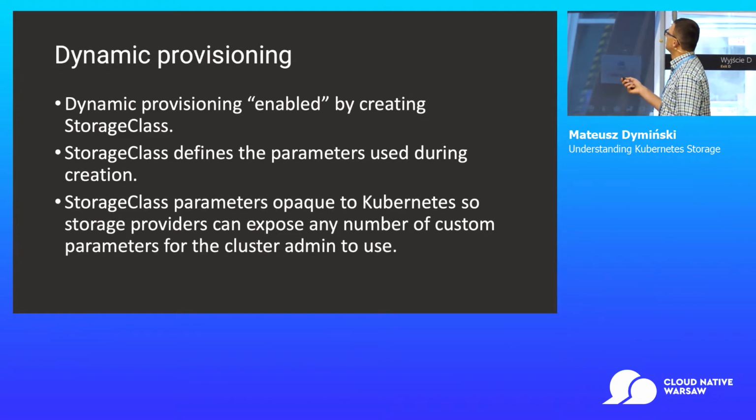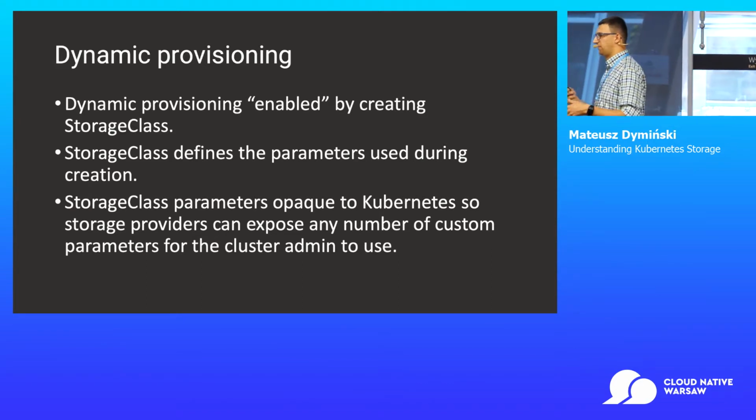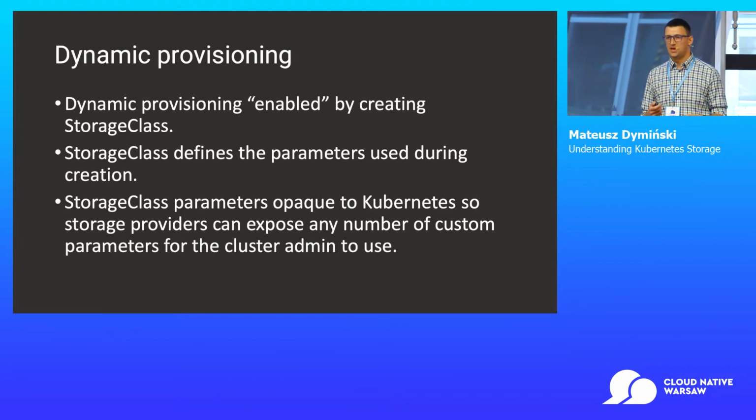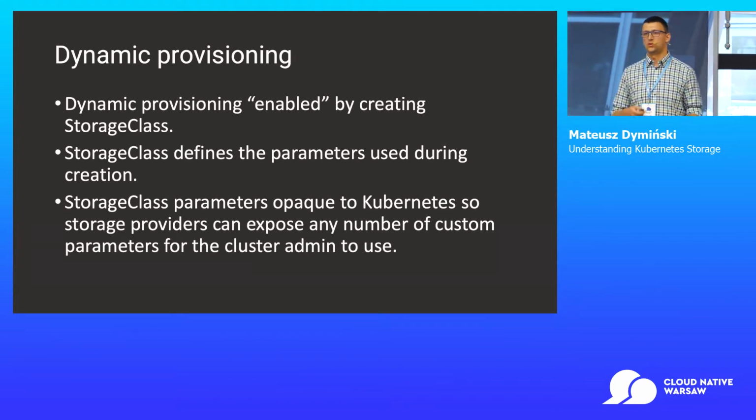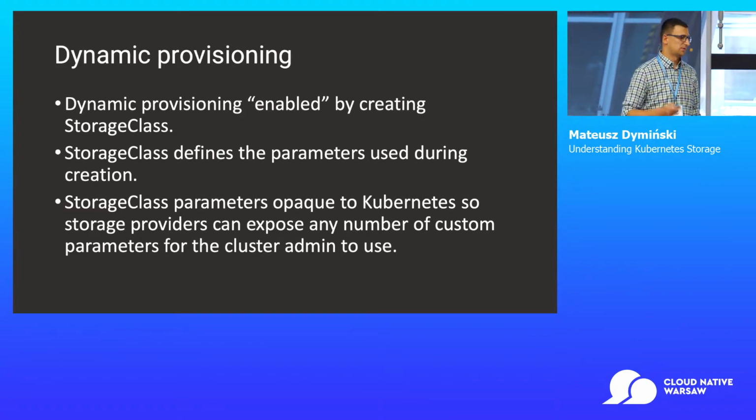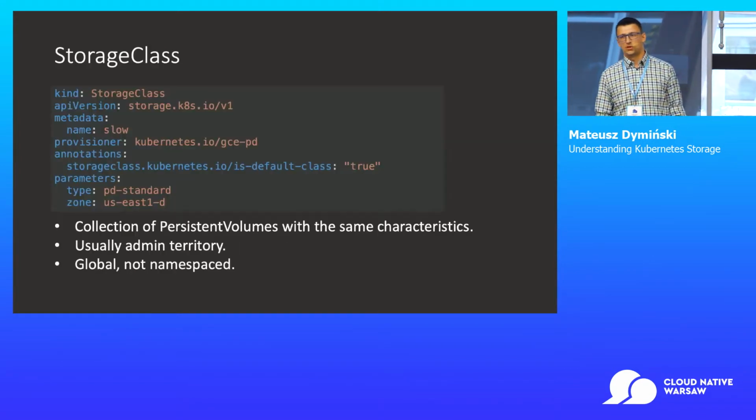So now we've got the storage class. It abstracts away the implementation details of how to do that. We don't need to know how to order the EBS; Kubernetes is going to know that. So let's see what the storage class looks like.